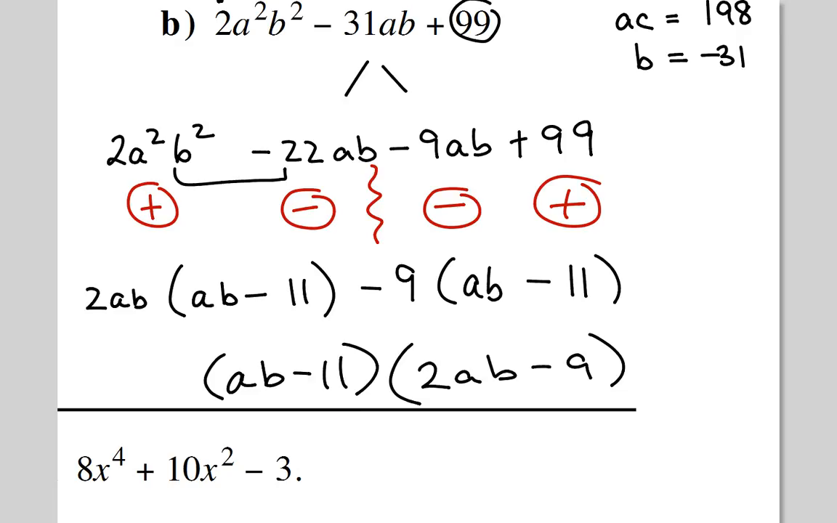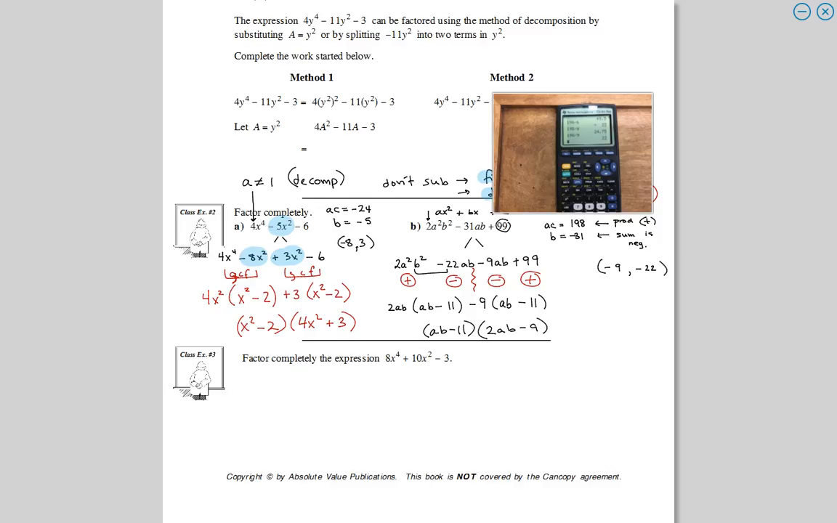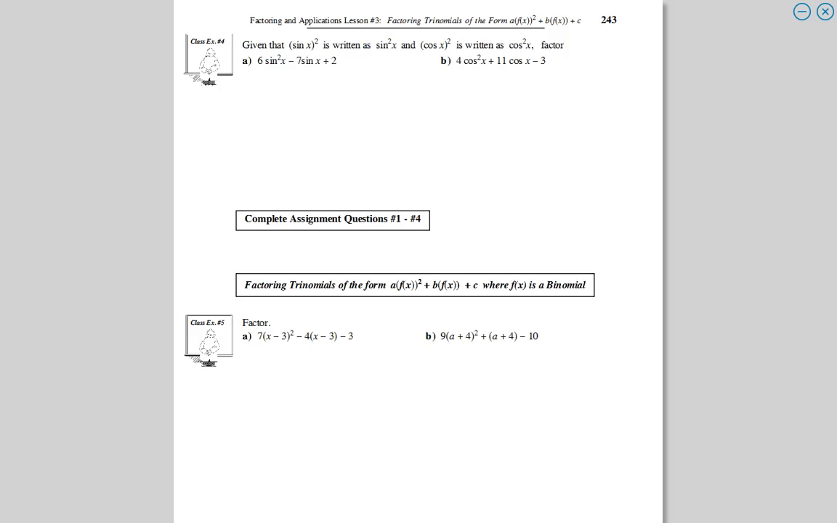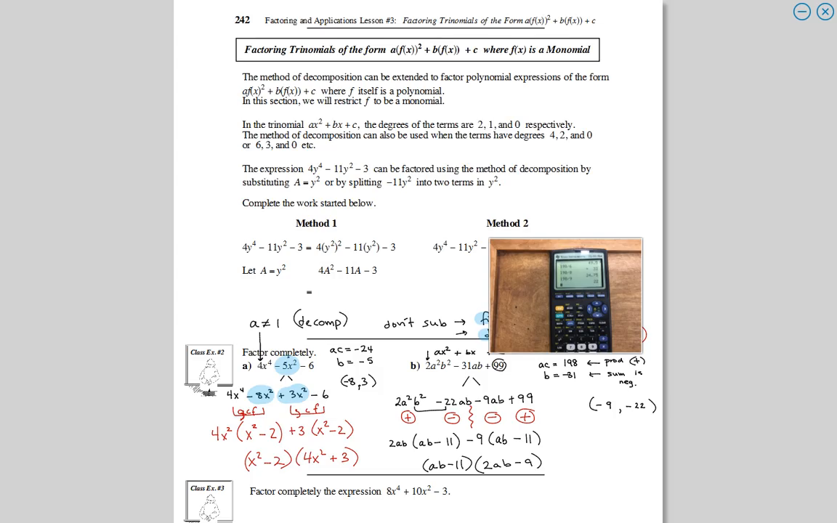So they're talking about east and how east is about to start, and we're only on class example 3. So let's pick that up tomorrow, class example 3.